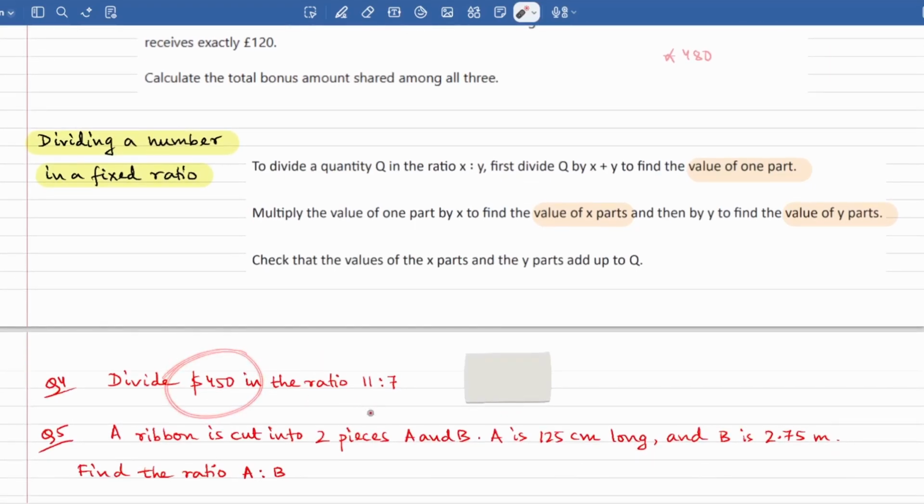Divide $450 in the ratio of 11 is to 7. Do it. Okay, I hope you have done it. We'll check all our answers at the end. A ribbon is cut into 2 pieces, A and B. A is 125 centimeter long and B is 2.75 meters. Find the ratio A is to B.